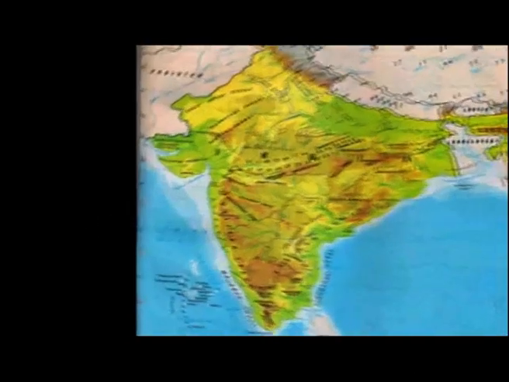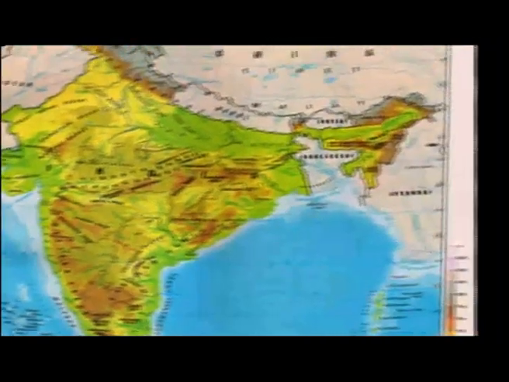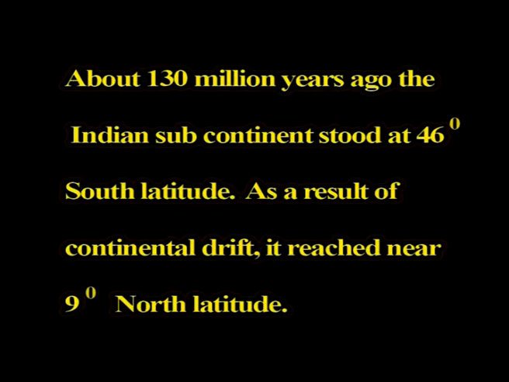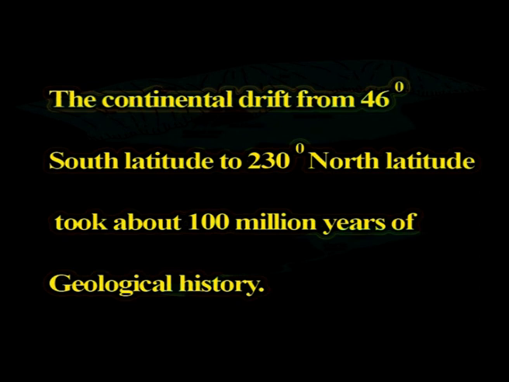Now, another aspect in support of continental drift is that about 130 million years ago, the Indian subcontinent stood at 46 degrees south latitude. As a result of continental drift, it has now reached nearly 9 degrees north latitude. This happened in about 30 million years. It means that the continental drift from 46 degrees south latitude to 30 degrees north latitude took about 100 million years of geological history.